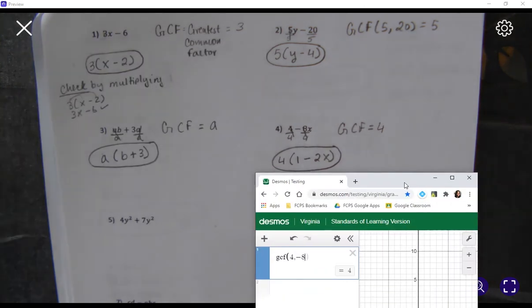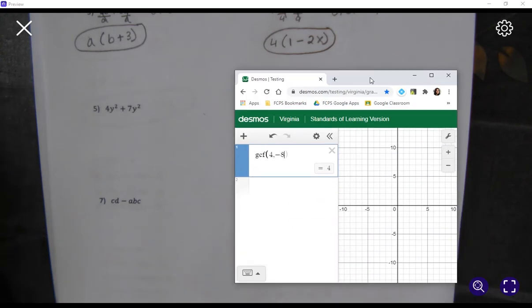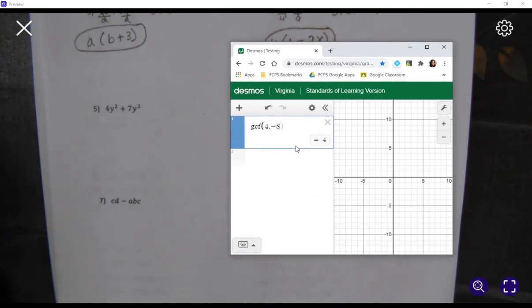Okay, so for number 5, I know there's not a greatest common factor between 4 and 7, but I can always check. It says that it's a 1, meaning that it's prime, there's no common factor. So if you get a 1, then there's no common factor, because the only thing that'll go into 4 and 7 at the same time is 1.